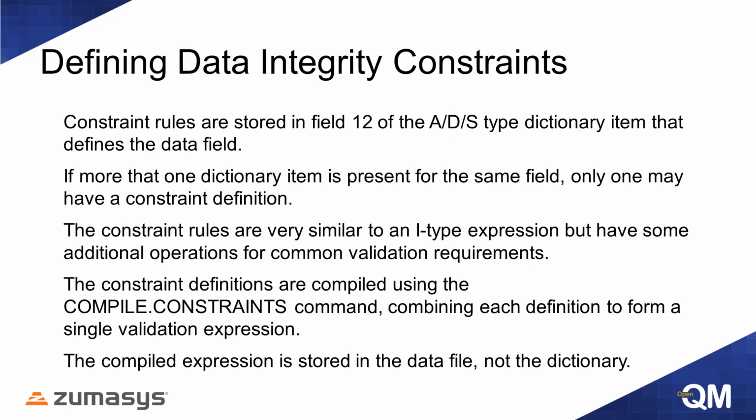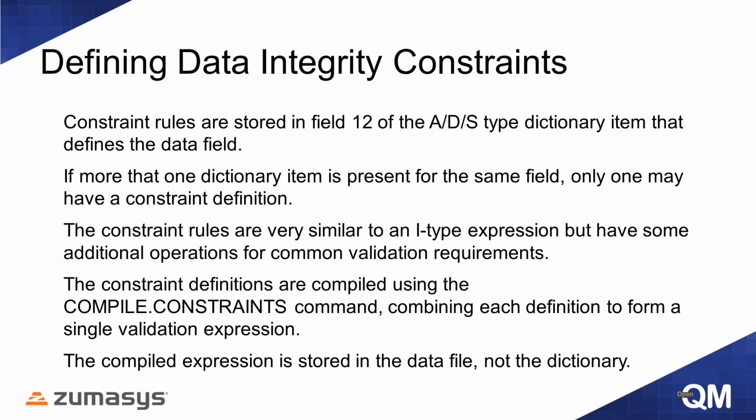How does it work? The constraint rules themselves are stored in field 12 of an A-type, D-type or S-type dictionary item, and in the case of A and S types, they must not involve a correlative. So it is a reference to a real piece of data stored in the file. If there's more than one dictionary item present for the same field, as is very common in applications, only one of them may have a constraint definition included on it, and it will be shared amongst all uses of that field. The constraint rules themselves are expressed in a form very similar to an I-type expression, but we have some additional operations for some common validation requirements and one or two minor restrictions as well.